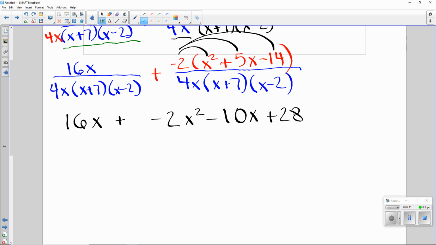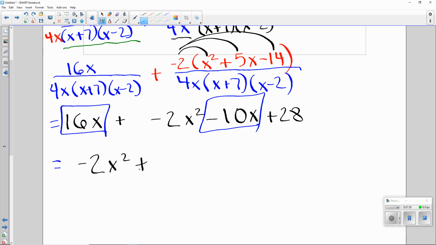Add your like terms at the top. At this point, I'm not going to rewrite the common denominator just yet. Now that is technically on the bottom of all this, but I don't really need to do any math there. So I'm going to simplify the top here just a little bit further. This and this will combine. So we get negative 2x squared plus 6x plus 28 all over our common denominator.